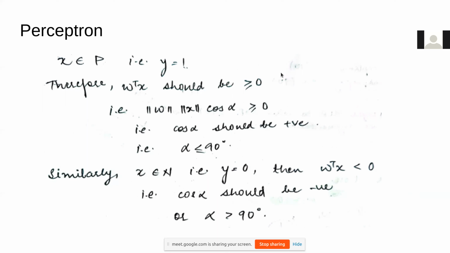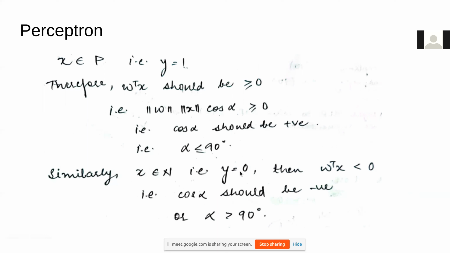So if you remember the cos alpha graph, you will see that cos alpha is positive when alpha is between 0 to 90 degrees and negative when alpha is greater than 90 degrees. It is also positive from 270 to 360 degrees. So basically in the first quadrant and the fourth quadrant, and it will be negative when alpha lies in the second and the third quadrant.